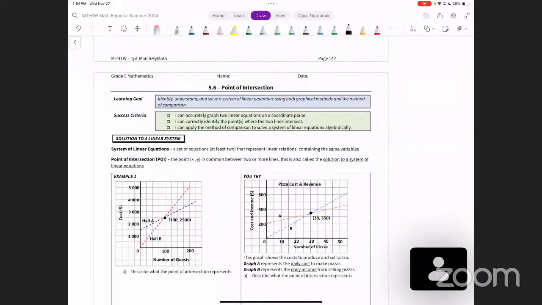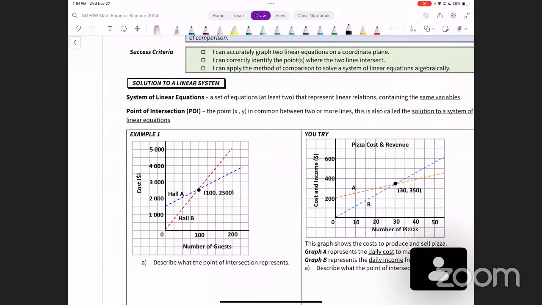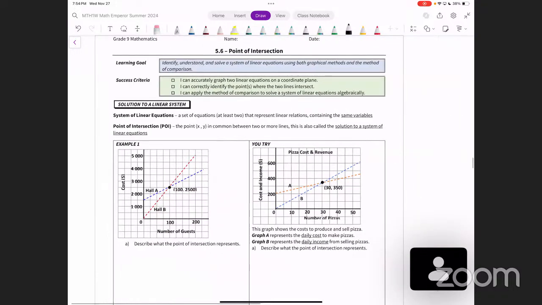We're going to go back to point of intersection. Take out your handout. What is point of intersection all about? A point of intersection determines where two graphs cross each other. If you can see an example here, this is the point where two graphs cross each other. This is the point where two graphs cross each other. A point of intersection is something important.